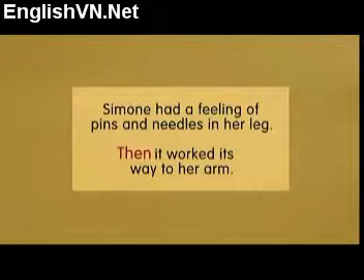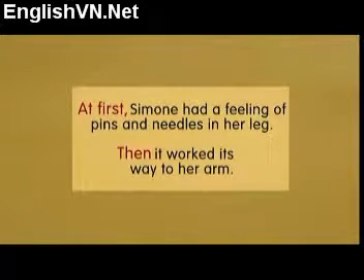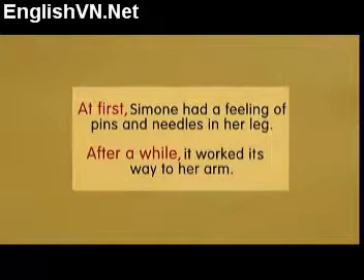We might say, at first, Simone had a feeling of pins and needles in her leg. After a while, it worked its way to her arm. Notice that transition signals like this are often followed by commas.